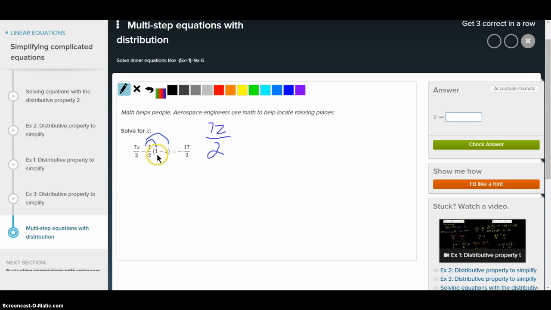So negative 1/2 times positive 1 is negative 1/2. So we have minus 1/2 here, and then negative 1/2 multiplied by negative z, that is positive z over 2.